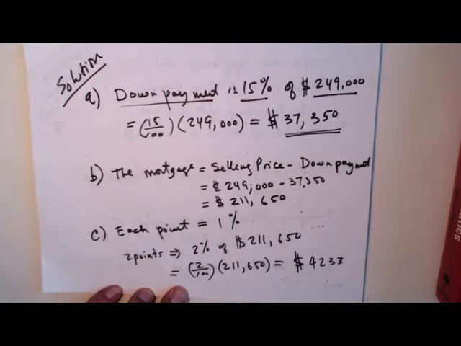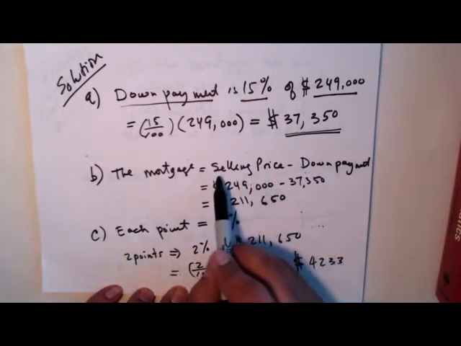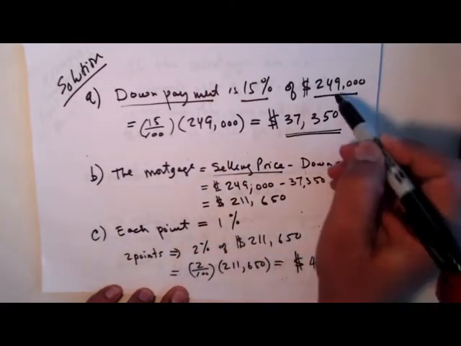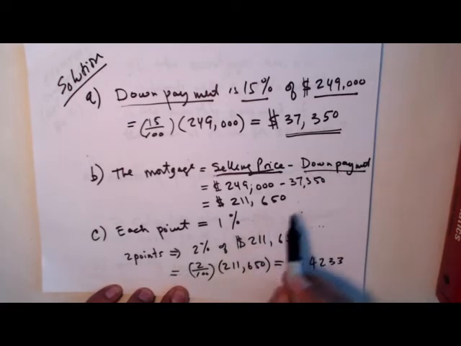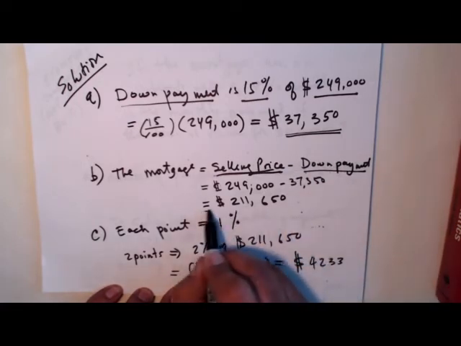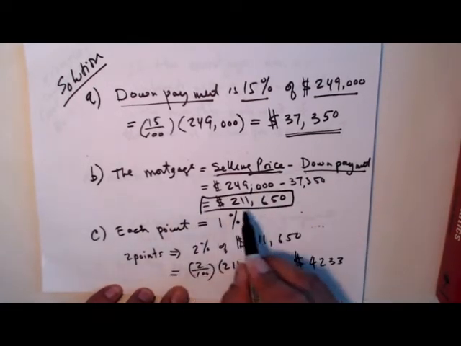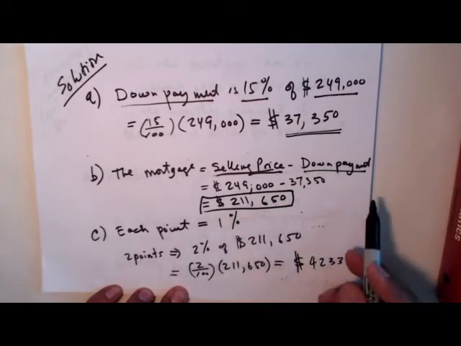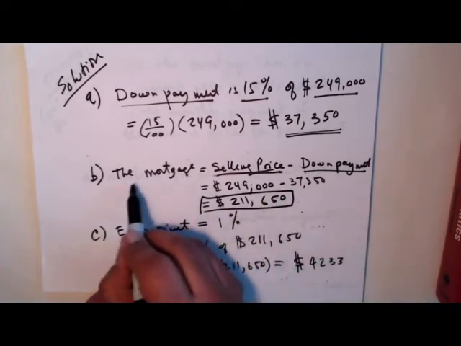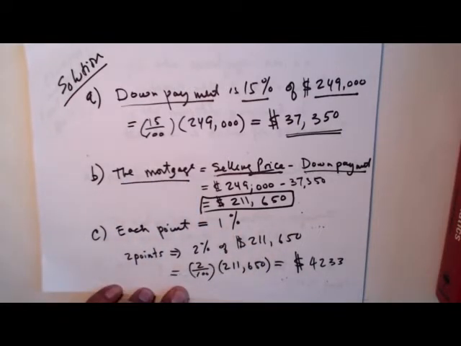Now the actual mortgage is going to be the selling price of the house, which is 249,000, minus the down payment. So basically you end up with a mortgage of $211,750. Now that would be the mortgage that this family is going to take on.